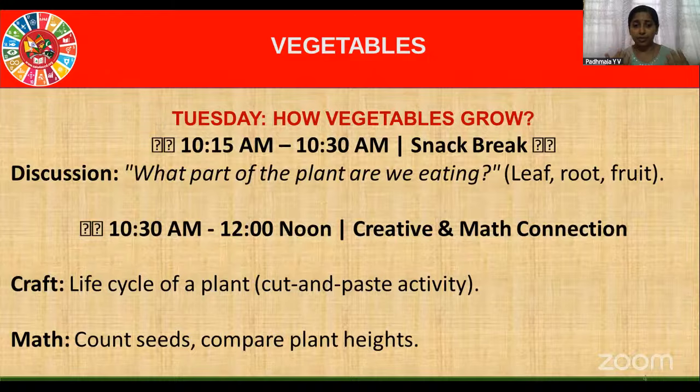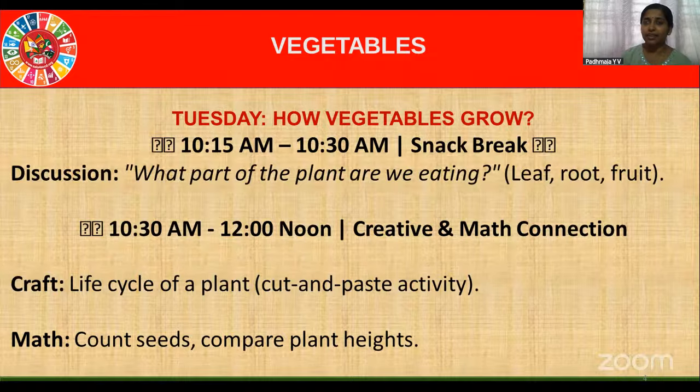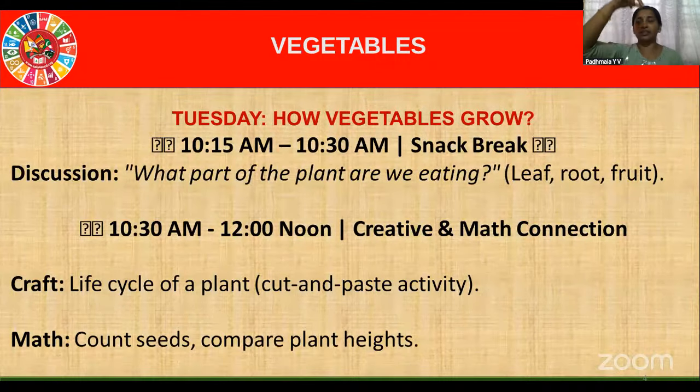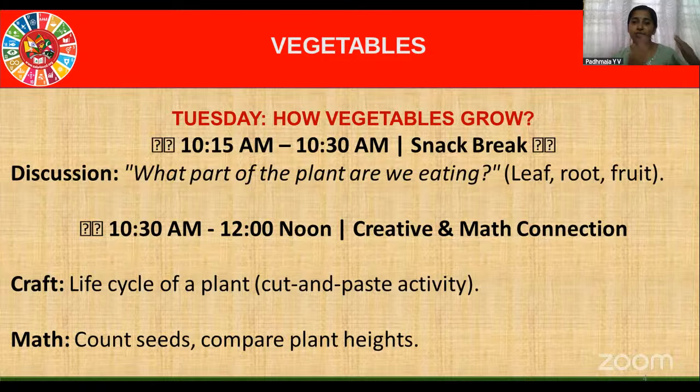While the snack break is going on Tuesday, discuss what part of a plant we are eating. For example, if it is a leafy vegetable in their snack box, we can say, children, this is a leafy vegetable. If it is a carrot, a potato, a radish, all these come under root vegetables. There are vegetables that grow on the stem. All these we can separate and help children know more about the vegetables.